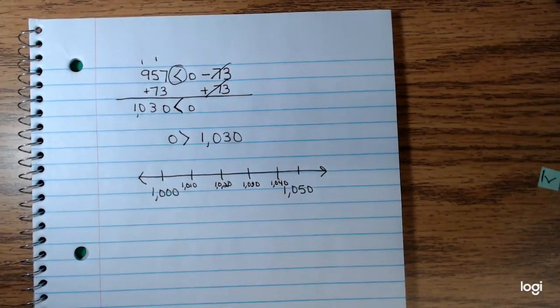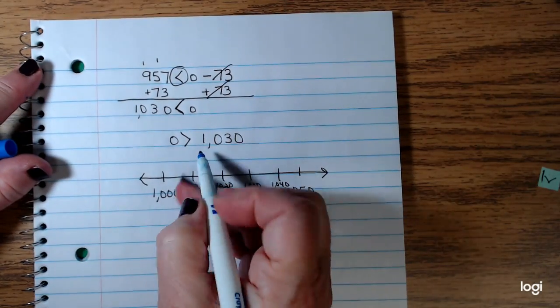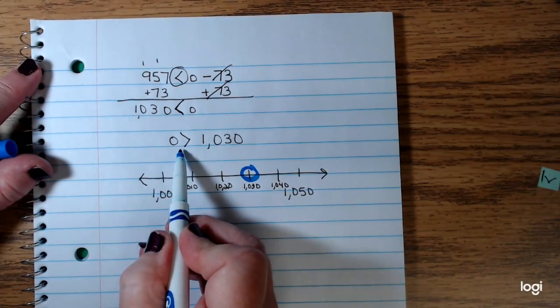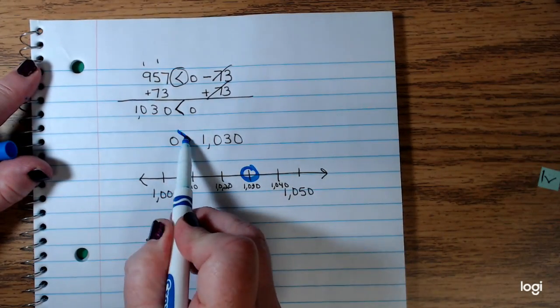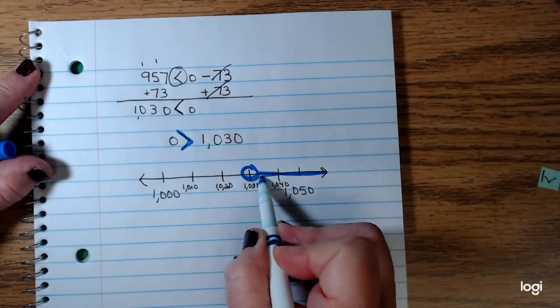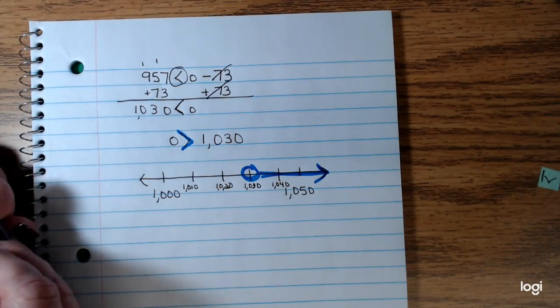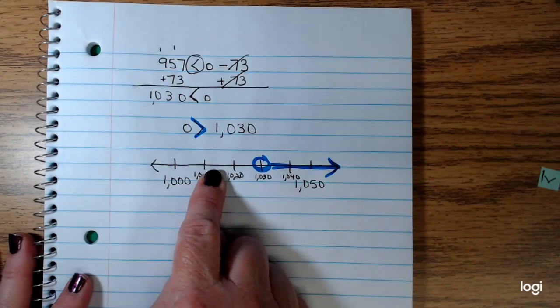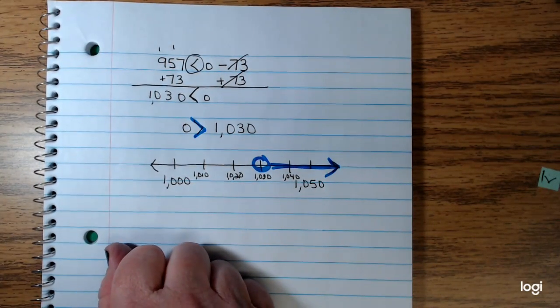Now I'm ready to make my inequality. It says here I have to find 1,030. Well, I happen to put it here. Looks like another open circle because there's no equal to. It's saying that O is greater, so I will color this direction. Okay, make sure you have this for your notes so that you can get this problem correct.